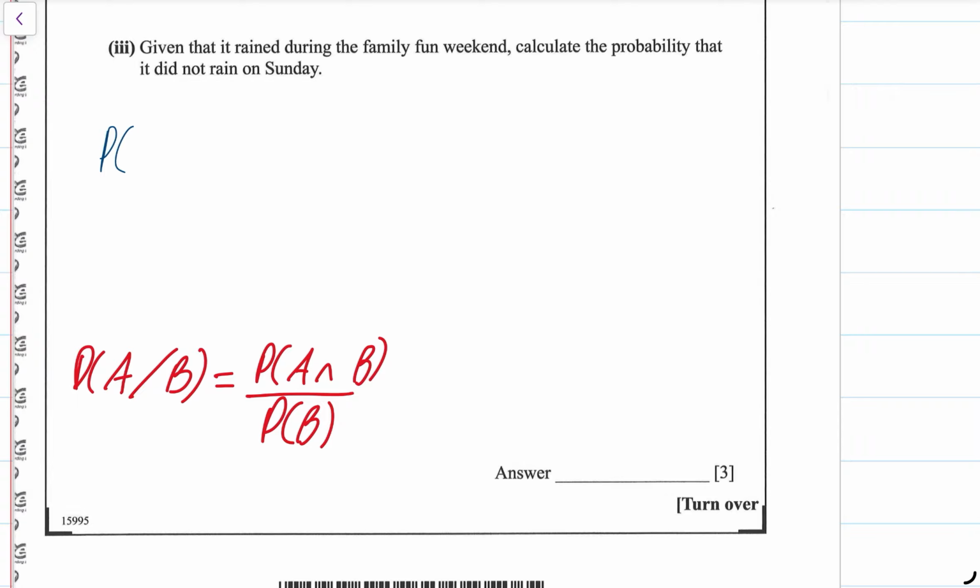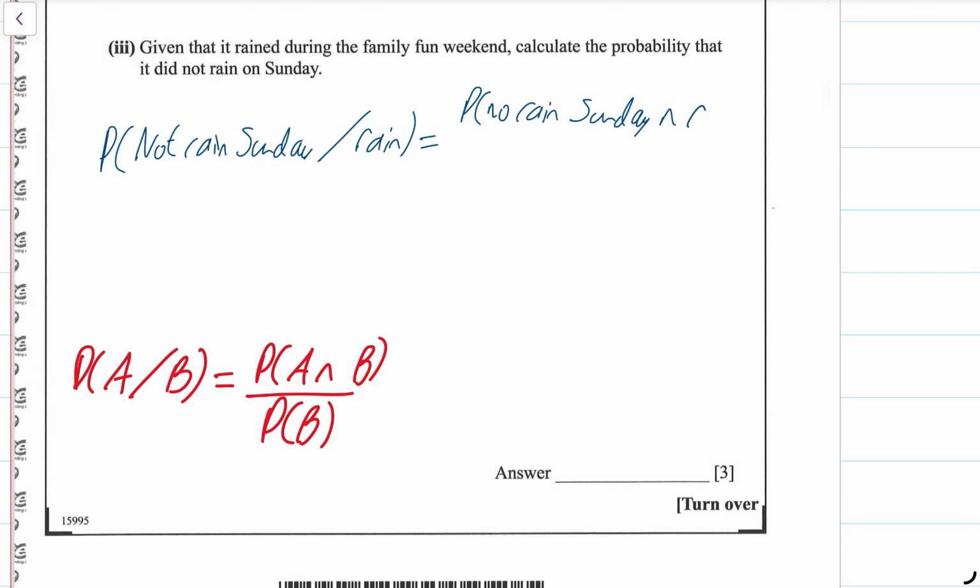It says, given that it rained during the family fun weekend, calculate the probability that it did not rain on Sunday. So we'll say not rain on Sunday, given it rained. And that means we'll just say no rain Sunday and it rained, divided by the probability of rain. So using that formula in red there, no rain on Sunday and it rained.